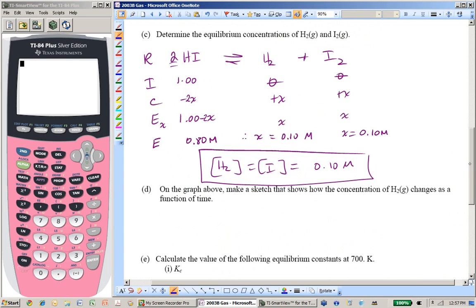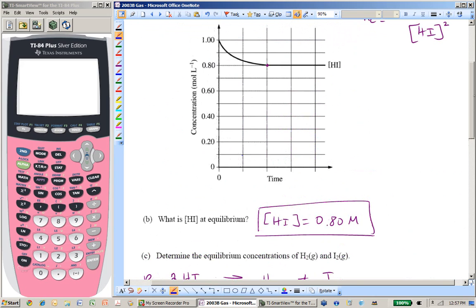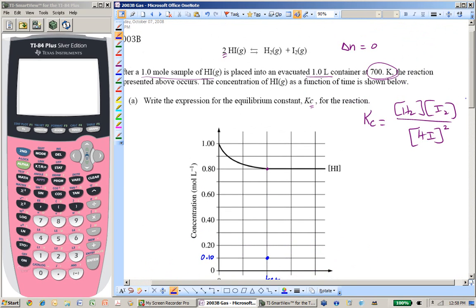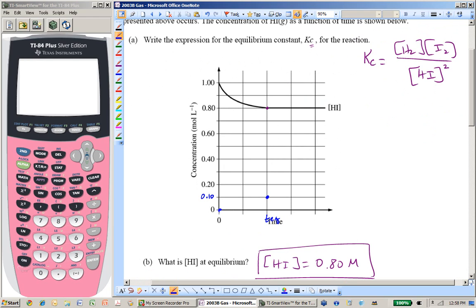So what is it at equilibrium? It is 0.1. We just solved for that. 0.1 would be right here. Notice that I'm using the exact same time of equilibrium, TEQ. And what I need to do is realize that initially I didn't have any of this stuff, because go back and read 1 mole sample placed into an evacuated container. There was nothing. So I'm going to start here at nothing, the origin, and I'm going to curve. And it's going to be tough because they didn't give me a lot of room to curve. I'm going to curve up to that point, and then flatline it.